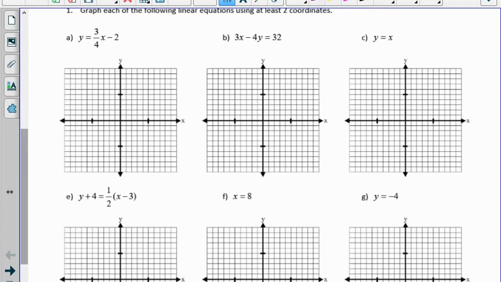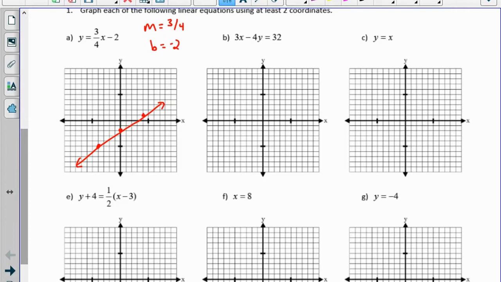y = 3/4 x - 2. This is in slope-intercept form, so the slope is 3/4, and the y-intercept is -2. So I will start at the y-intercept -2, and then the slope is 3/4. That means I'm going to change my y by 3 and my x by 4, and both of those are positive changes. Or I could make a -3 change in the y direction, corresponding with a -4 change in the x direction. In either case, that worked out well, and I have a graph of my line.